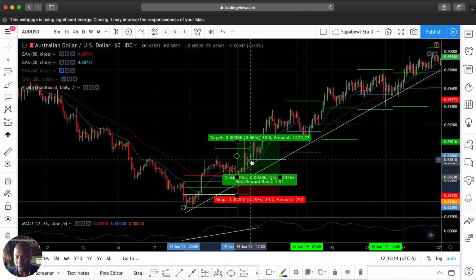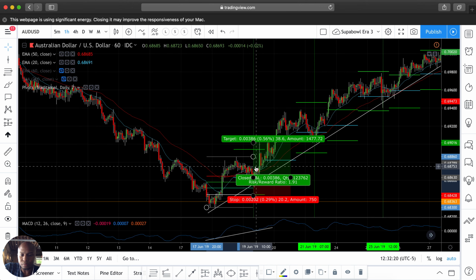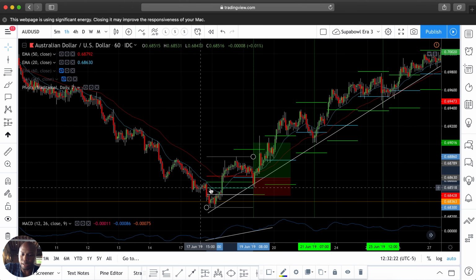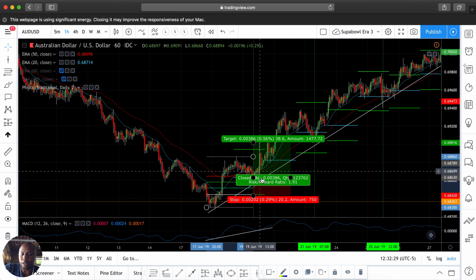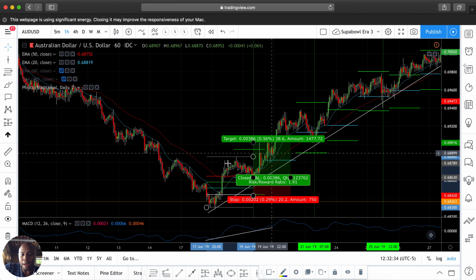There's going to be a lot of bleeding probably, and you just have to hope that you actually pick the beginning of that move. So since we had this coming down, we had some stagnation, we had this pull up, and then a pullback, I can guess that this might be the beginning of a trend.